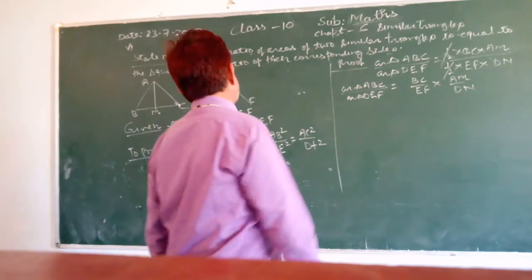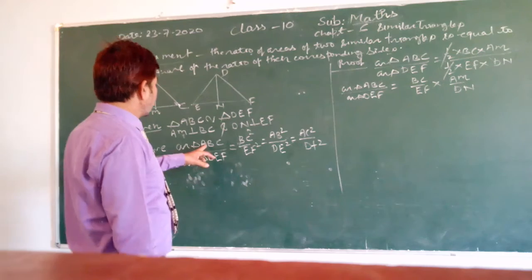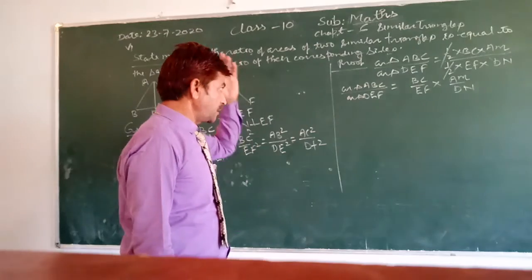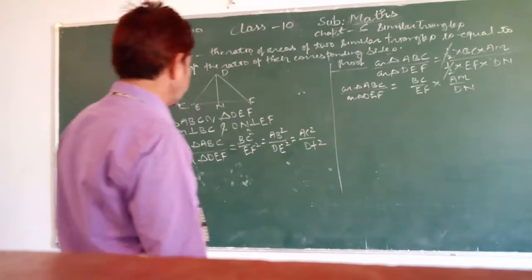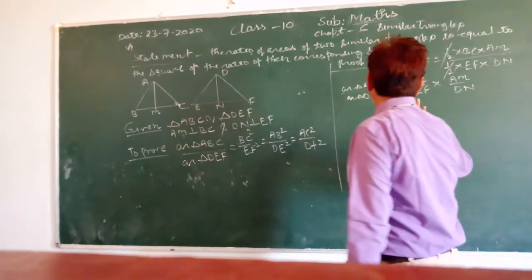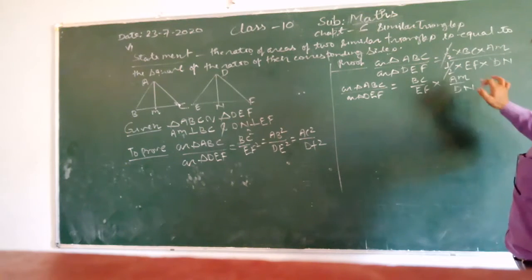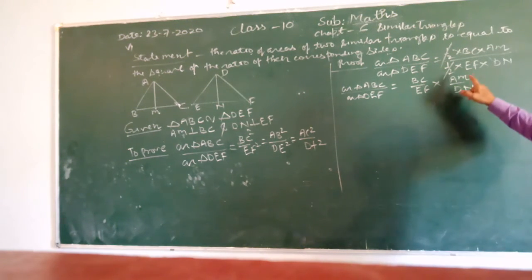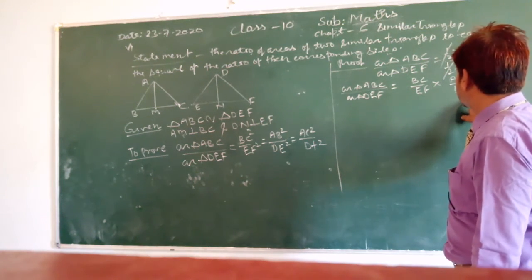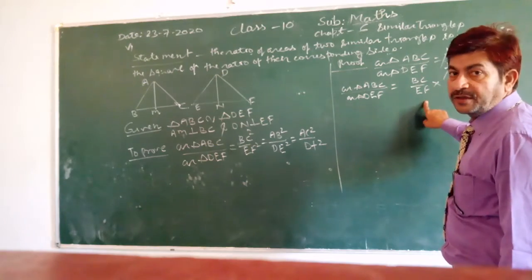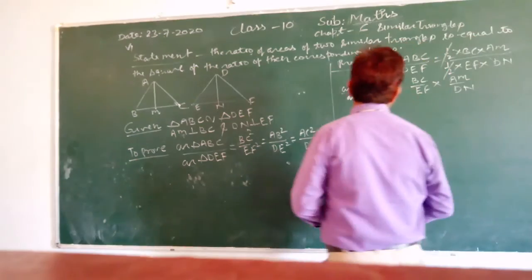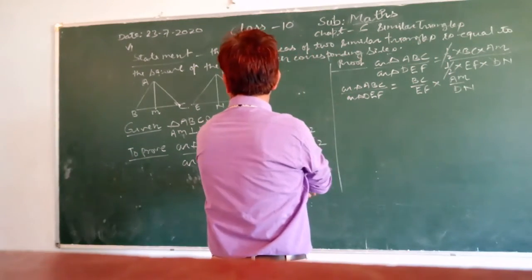Students, we have to prove area of triangle ABC upon area of triangle DEF is equal to BC square upon EF square. But we already have BC upon EF into AM upon DN. If we convert AM upon DN by using similarity into BC upon EF, then we get the required result.